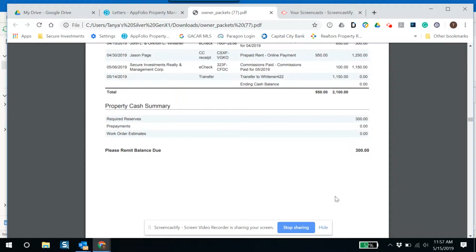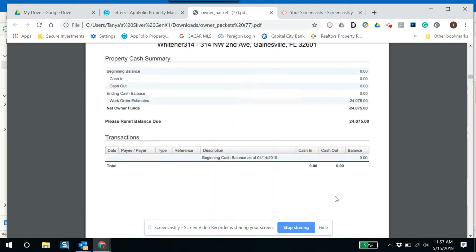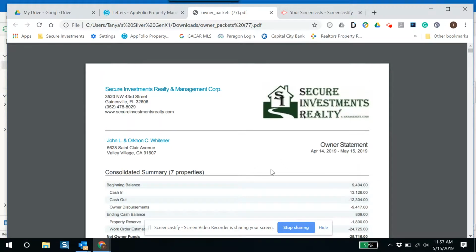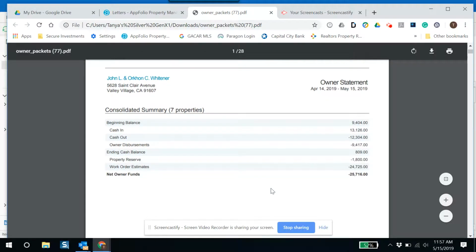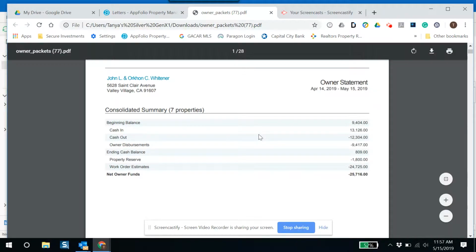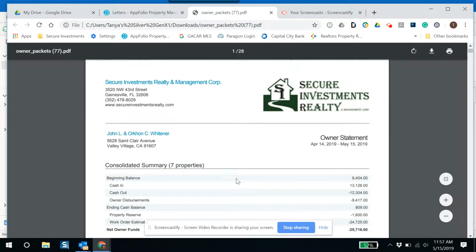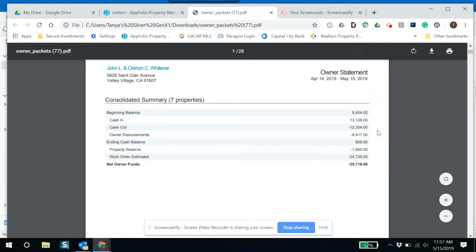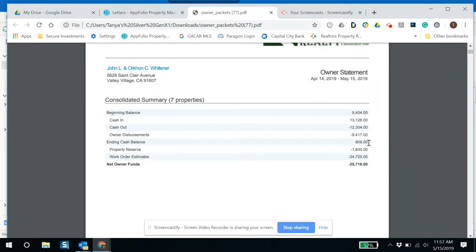You can kind of look at all of them, and then when you just pull up owner's statement, instead of putting in a property address in this function here, you put in the owner. That's how you get all of this consolidated summary. And this is the big picture, and bottom line, that's the money he has. Ending cash balance, that's how much we have.